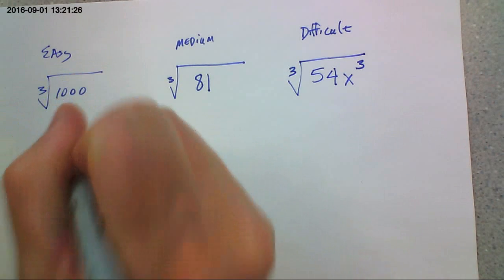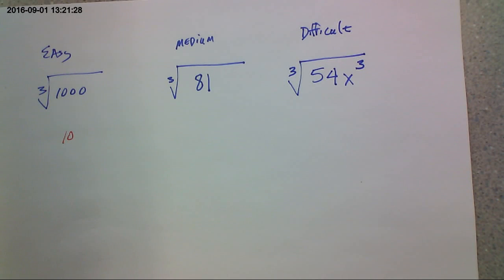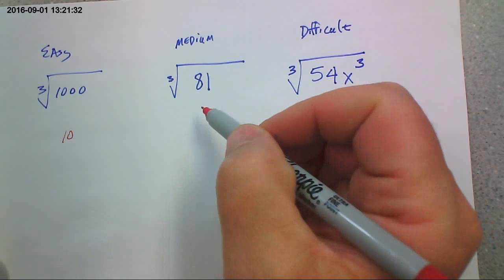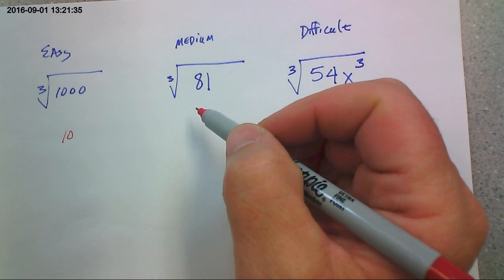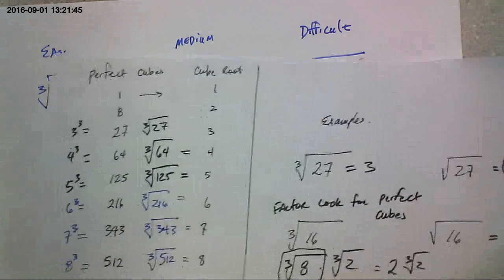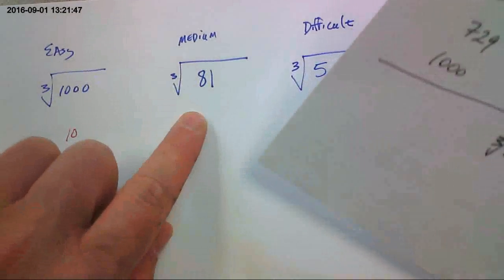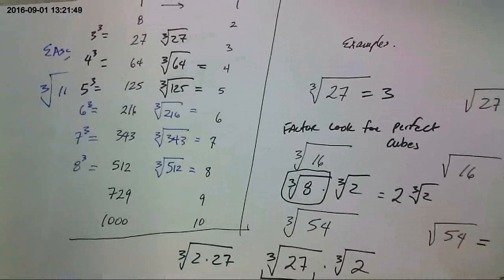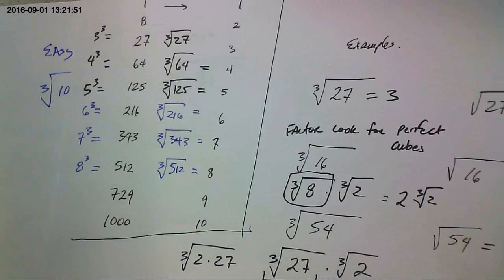That's just equal to 10. Because 10 times 10 times 10 is 1,000, right? But this one gave people problems. Remember, you're looking for numbers on your list. So first thing I'm going to do is find my list. Oh, there it is. And I'm looking for 81, right? There's no 81, is there? No. So you got to factor.